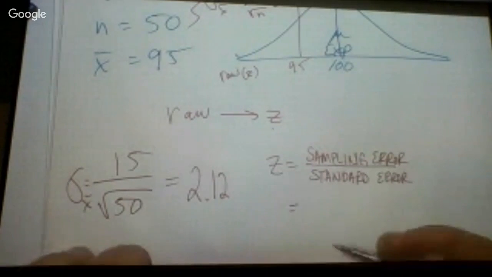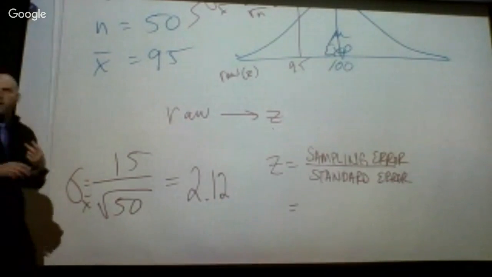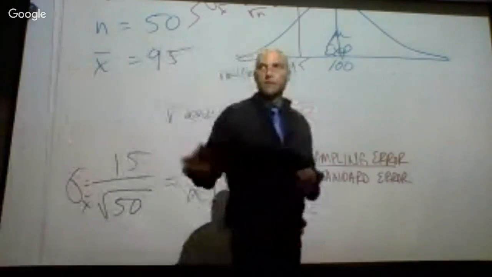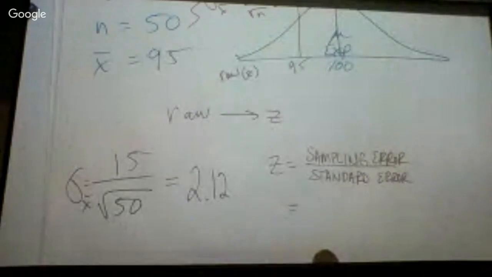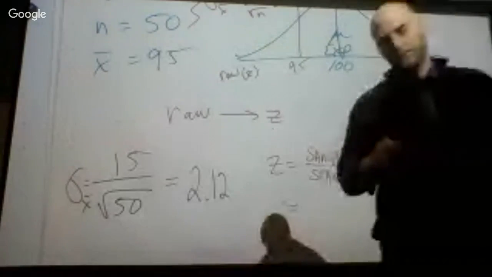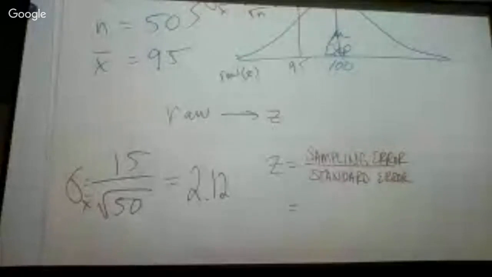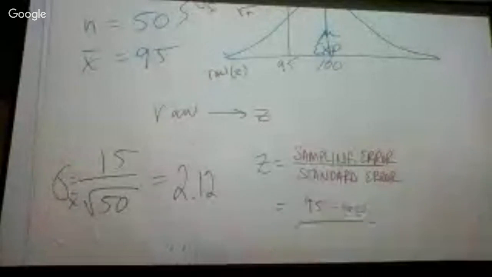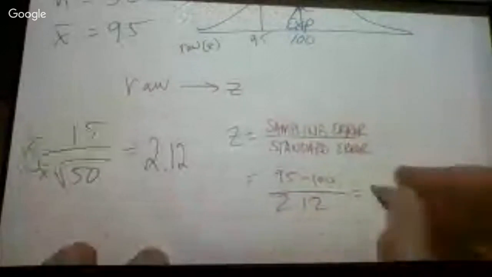Sampling error is always easy to calculate because it's just the difference between something and something else. Sampling error is the difference between what two things? X bar minus mu. That's specific to the mean, but more generically, sampling error is always observation minus expectation. We observe 95. We expect 100. The value for the sampling error is 95 minus 100, divided by 2.12.